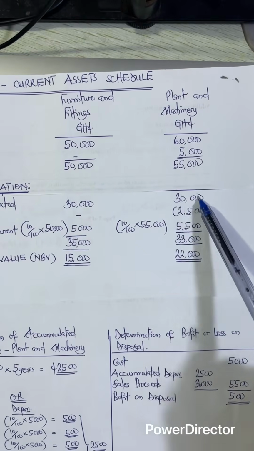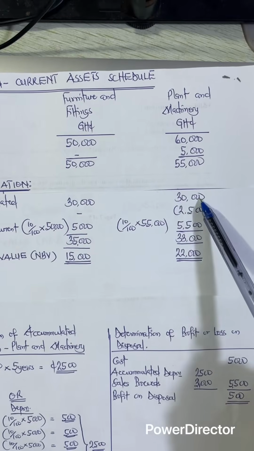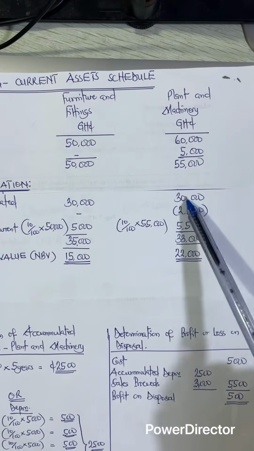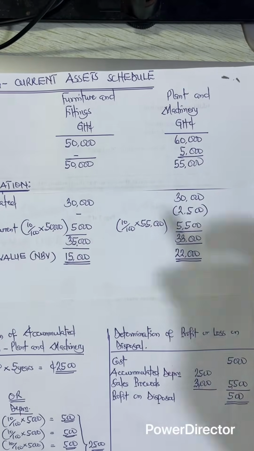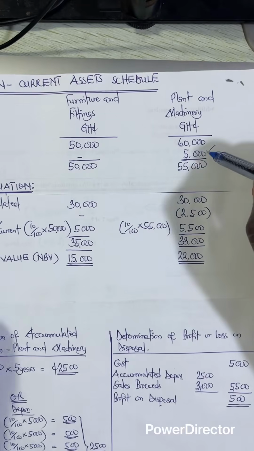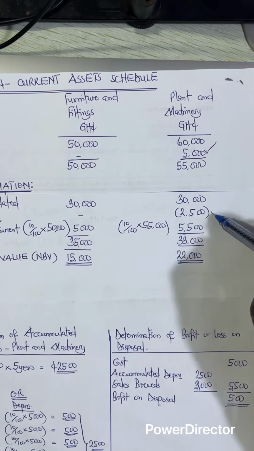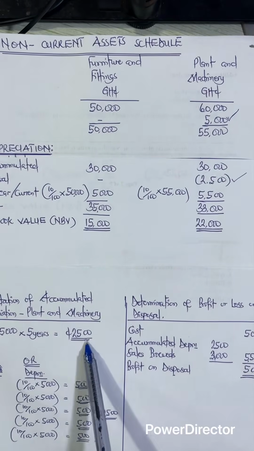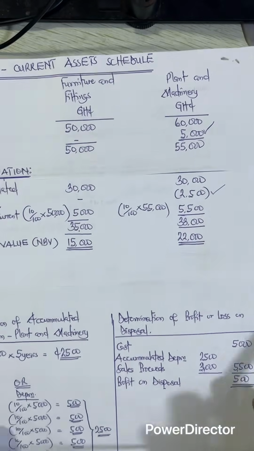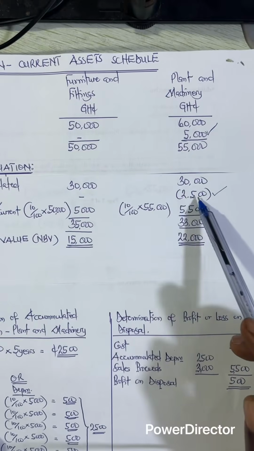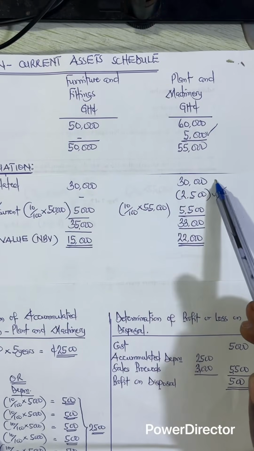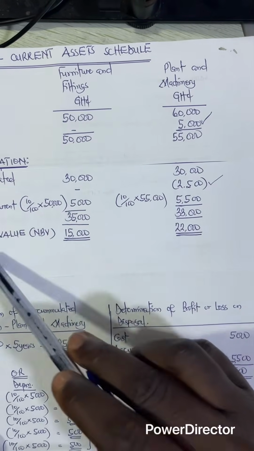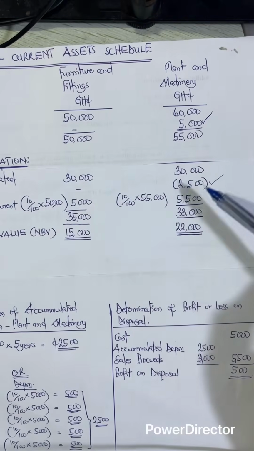This plant and machinery 30,000, you see, the asset that we are selling, the one that cost us 5,000, its accumulated depreciation is part. Since this asset is leaving as part of our total cost, then it should go away with its total accumulated depreciation that we computed down here, 2,500. Have you seen it? So we are going to deduct, that's why it is in brackets, 2,500 from 30,000, and it will give us what? 27,500.